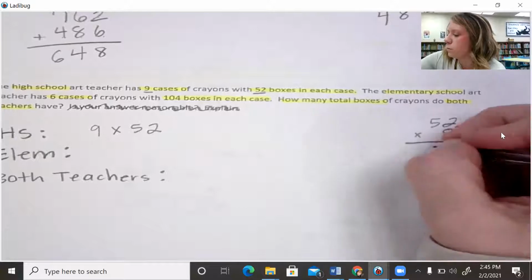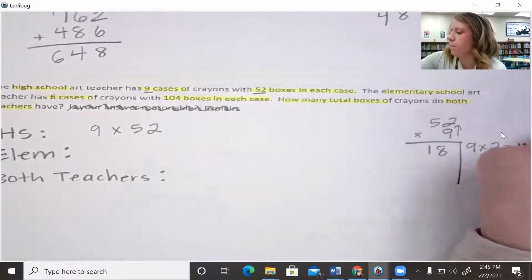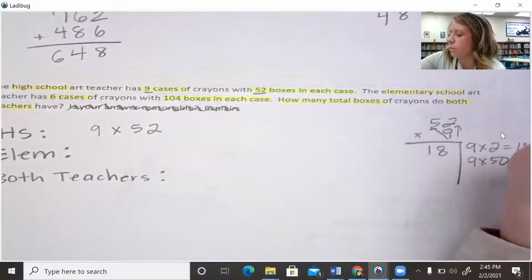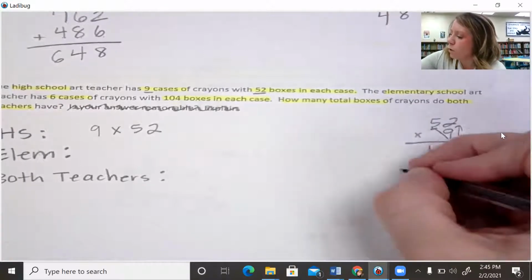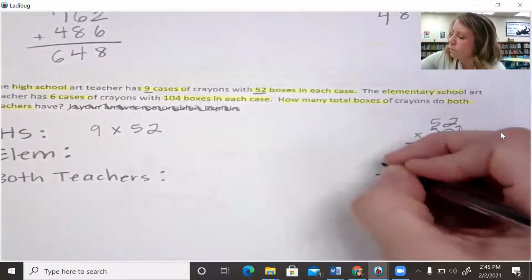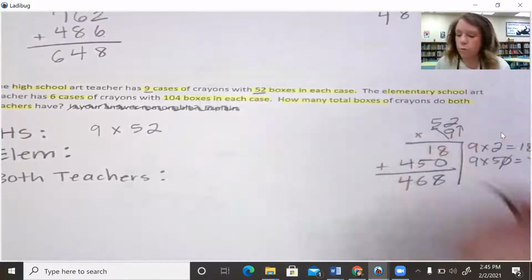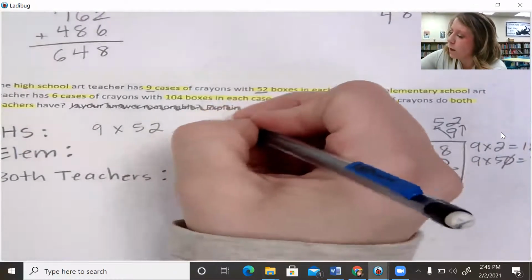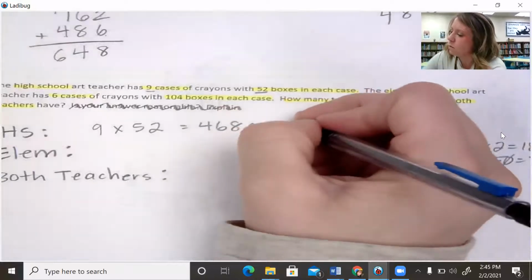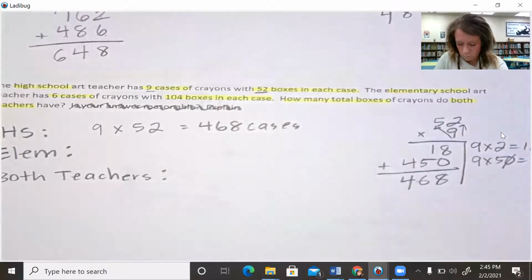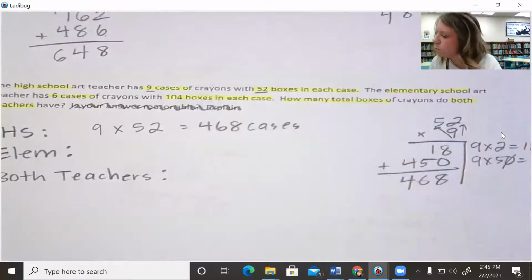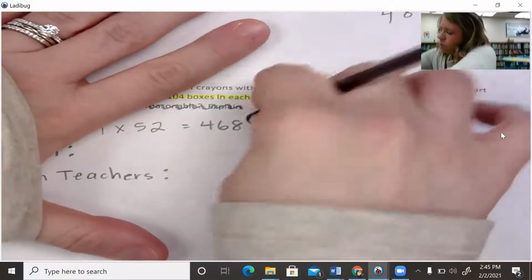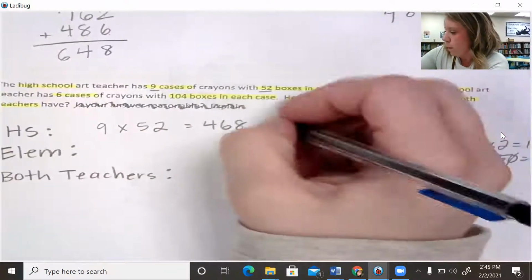9 times 2 equals 18. 9 times 50 equals 450. For a total of 468. Well, actually, no. 9 cases, this would be boxes. 468 boxes of crayons.